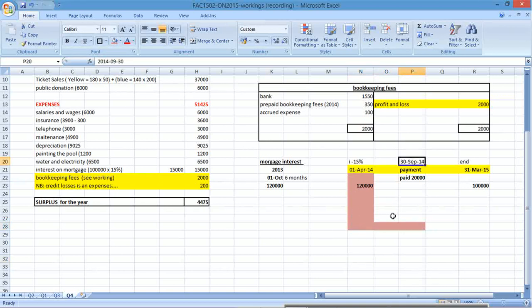April to September is how many months? April, May, June, July, August, September. 6 months. Okay, and then you would have had a 100,000 Rand loan for the next 6 months.